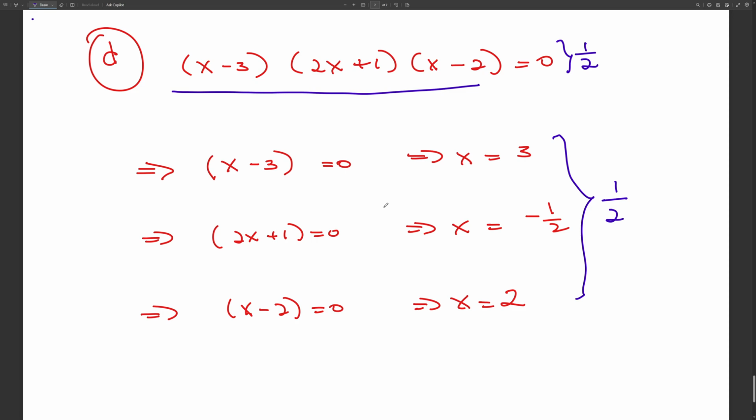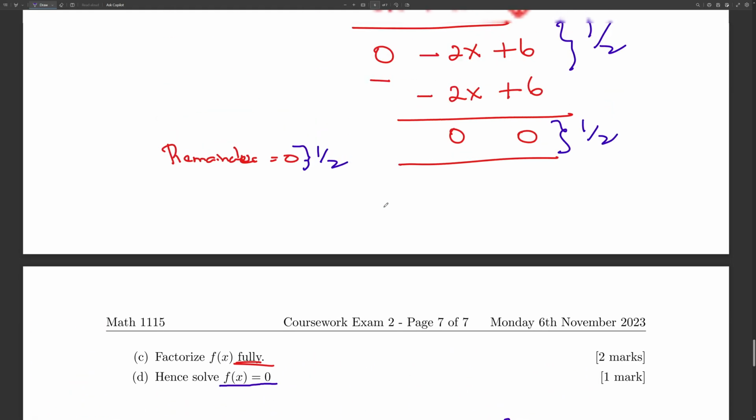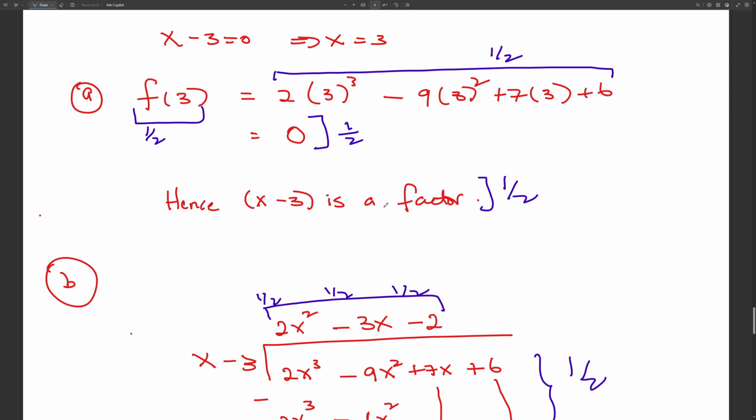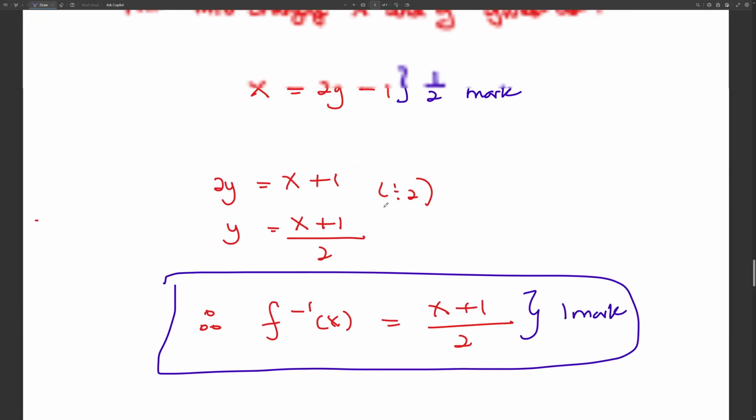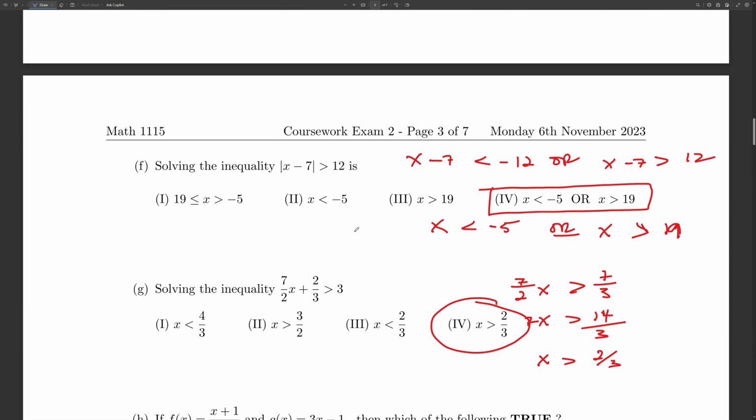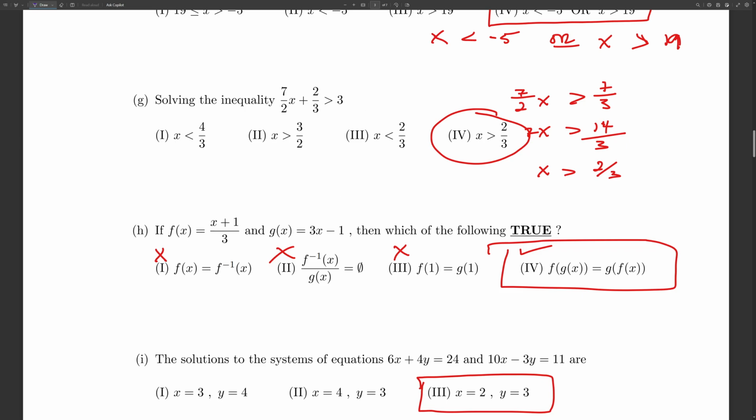Okay, so this was the solution for coursework exam number 2, following which we did midpoints, factorizations, and some, but not a lot, of functions and inequalities as well.